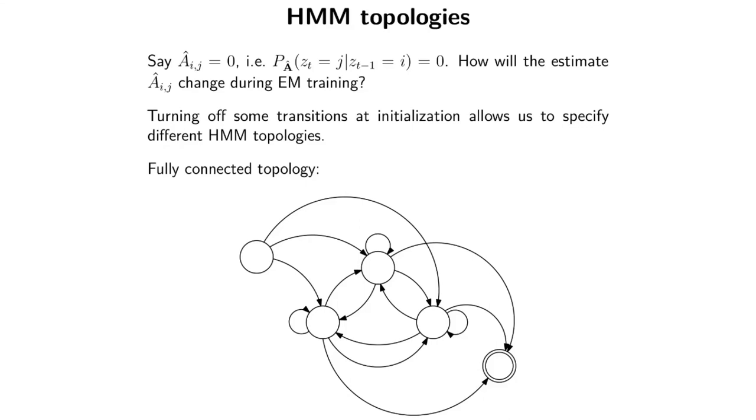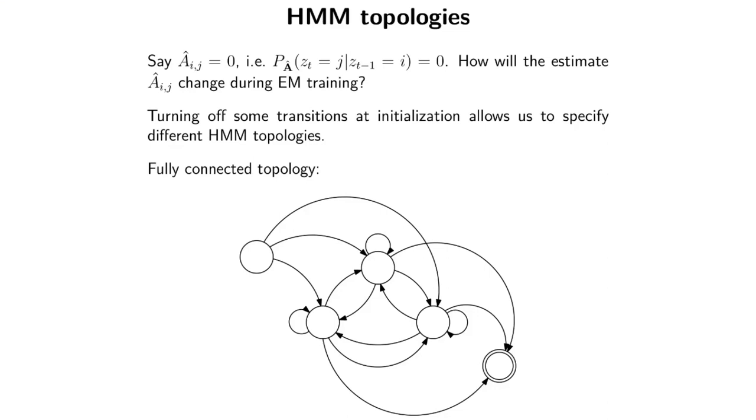And this allows you to basically break connections up front. Before you run EM, you've already said that this connection will never exist. And that allows you to impose some structure on your hidden Markov model. Okay? And we call that hidden Markov model topologies, different ways of structuring the hidden Markov model, and that will depend on the problem that you're looking at.